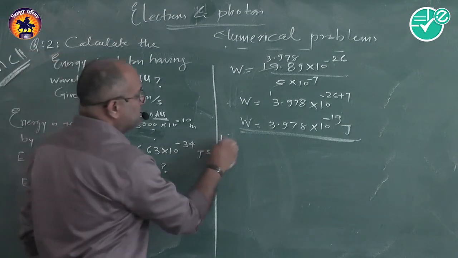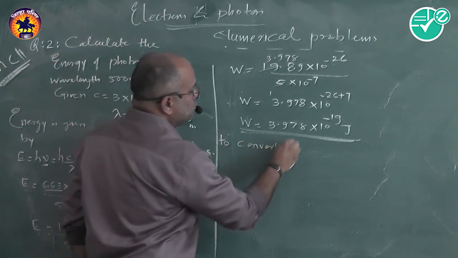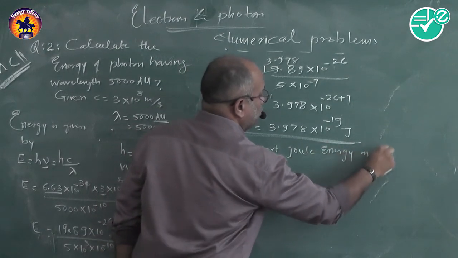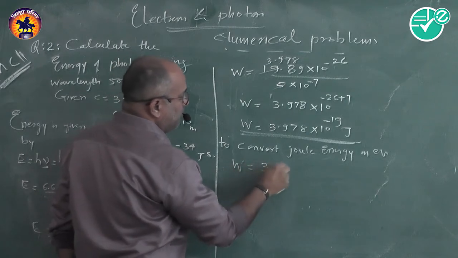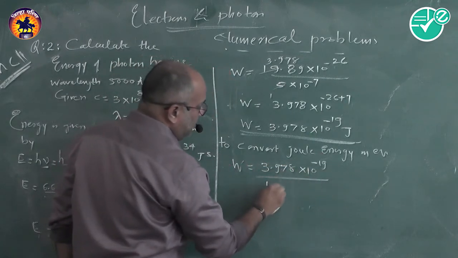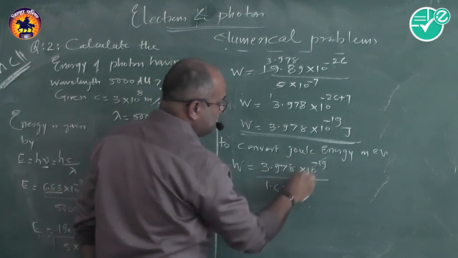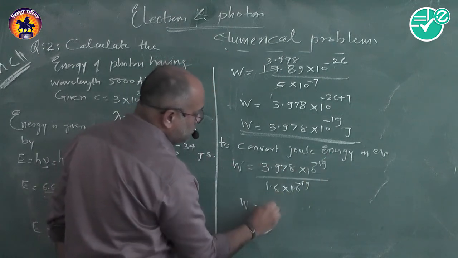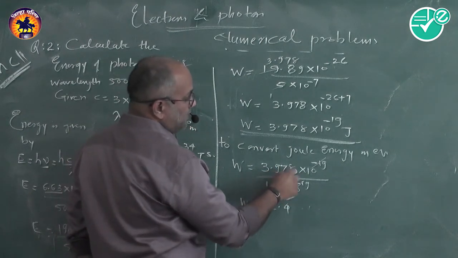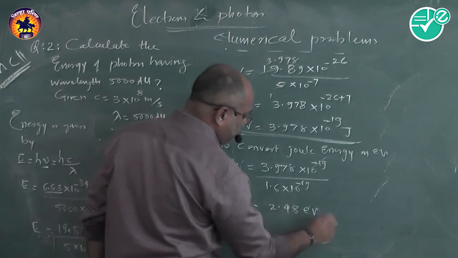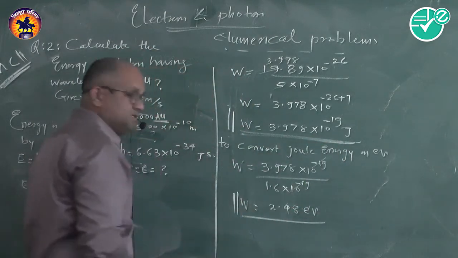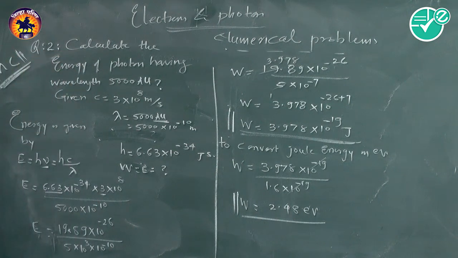Now to convert joule energy in electron volt, W is equal to 3.978 into 10 raised to minus 19 divided by 1.6 into 10 raised to minus 19. This cancels. So W is equal to 16 2s are 32, 7 remaining, 16 4s are 64, 13 remaining. That becomes equal to 2.48 electron volt. This is the value of energy in terms of the joule. This is the value of energy in terms of the electron volt. Write down.